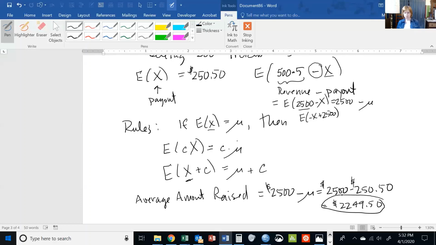If the person who got the $500 ticket won, then our payout would be $500, so our earnings would be $2,000. And if somebody won the dollar ticket, then we would make $2,499. But on average, if we were to use this fundraiser over and over again, we should make $2,249.50.